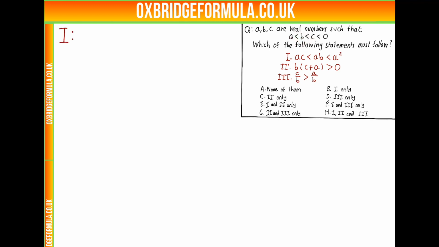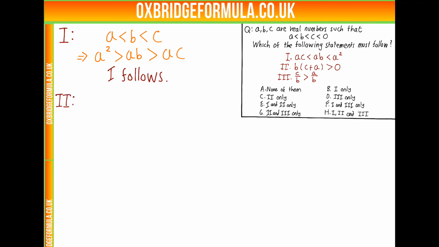So for one, let's write out a less than b less than c. And we see all these terms will match the terms in here if we just times everything by a. So if we times everything by a, we need to flip the signs because a is negative. Get a squared is greater than ab is greater than ac. Which implies 1 follows because that is exactly what 1 says.